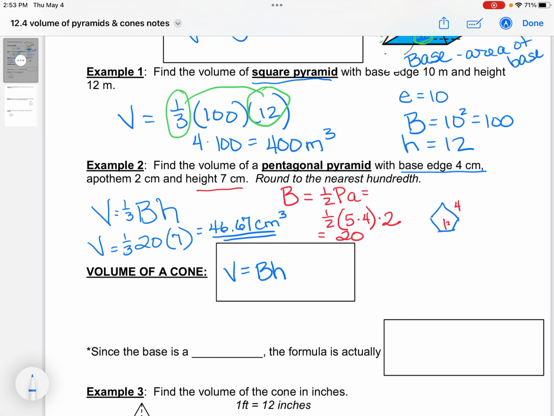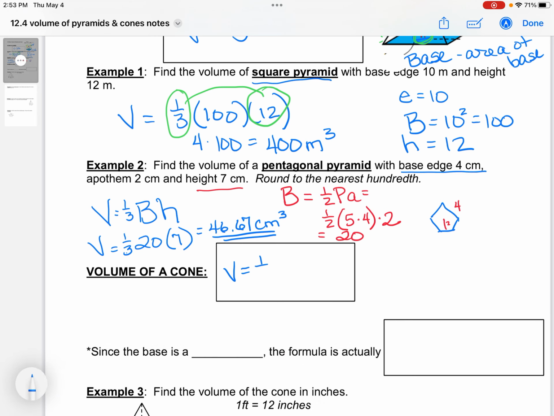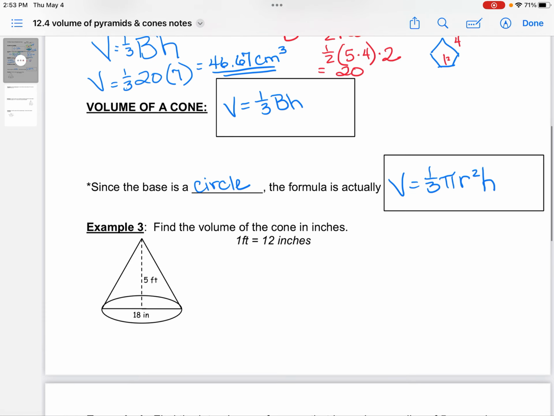Okay, so the volume of a cone is the same as the other volume. Oh, look, I forgot the 1/3 again. Okay, 1/3 BH. But the base is a circle, so the formula really is 1/3 pi r squared h.